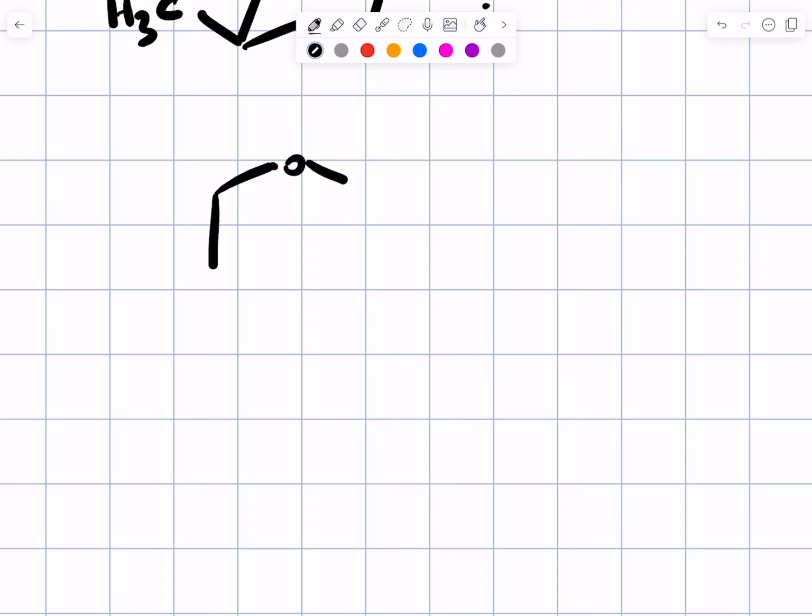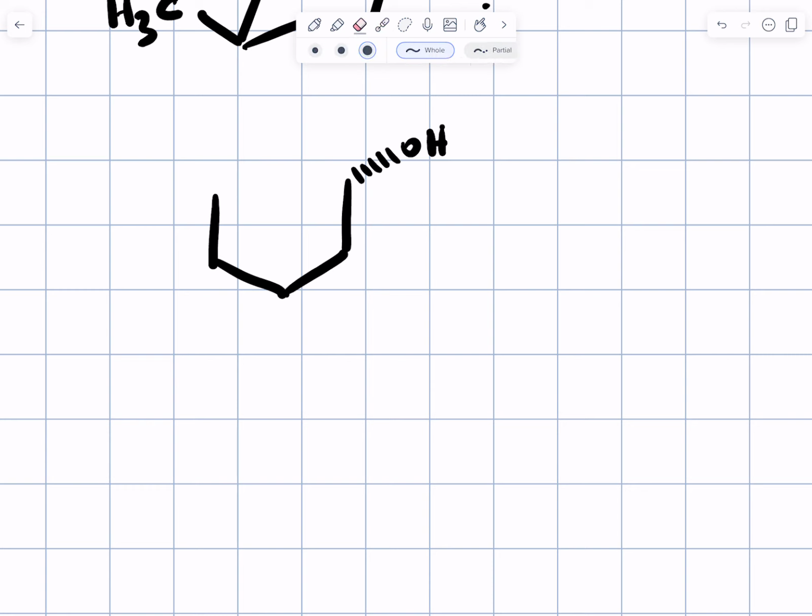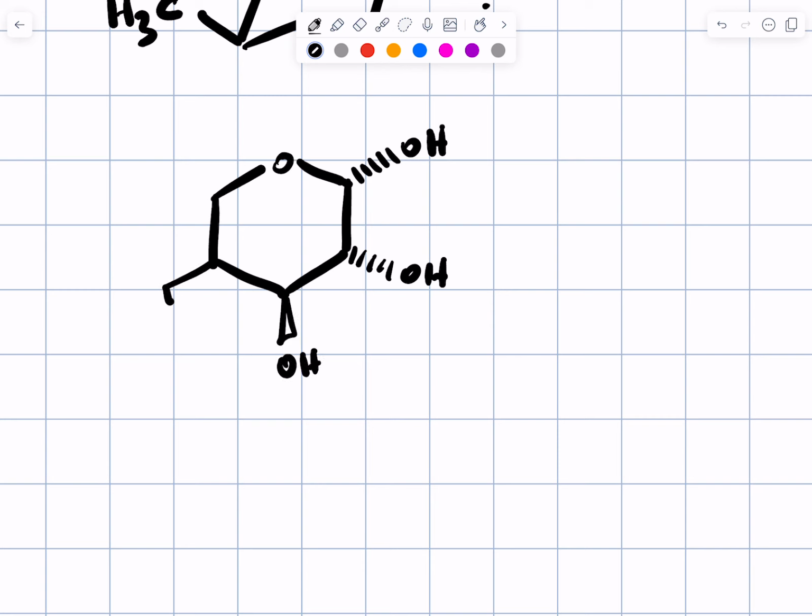I'm going to draw a carbohydrate here. A carbohydrate is a six-membered ring, kind of like a cyclohexane, only one of the atoms of the ring is an oxygen. But in general, that oxygen doesn't really change the conformations available to this molecule.